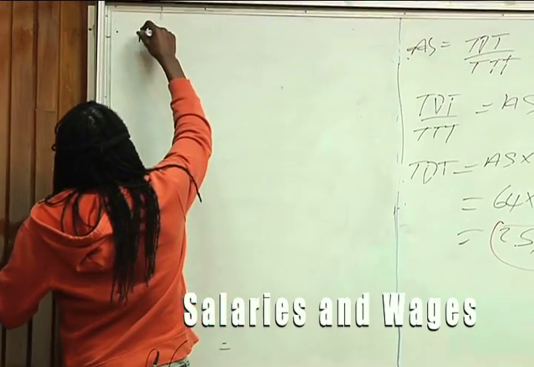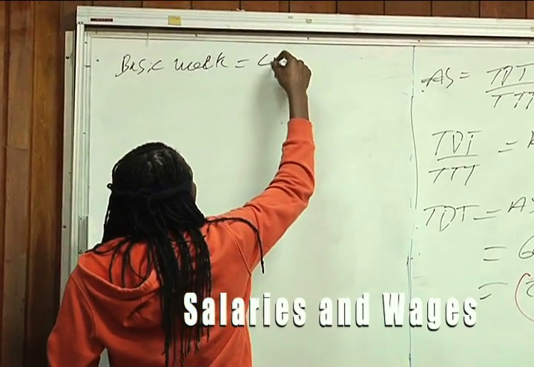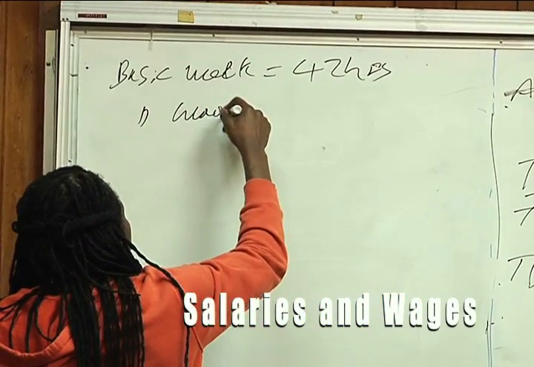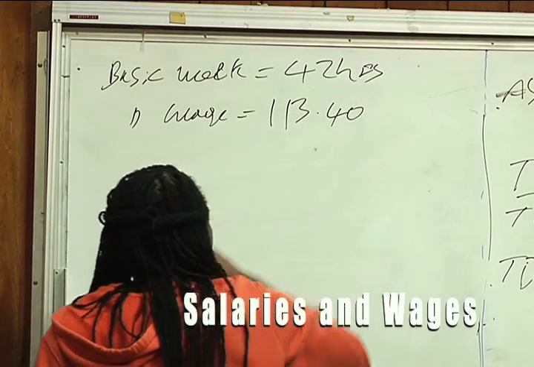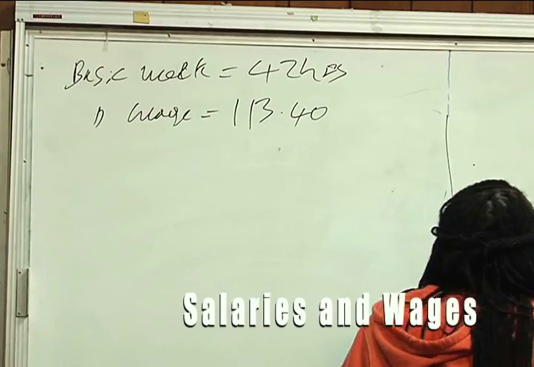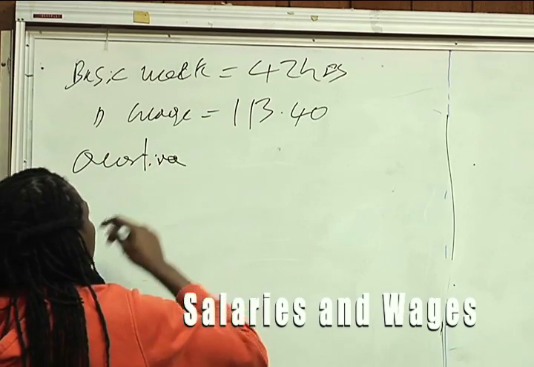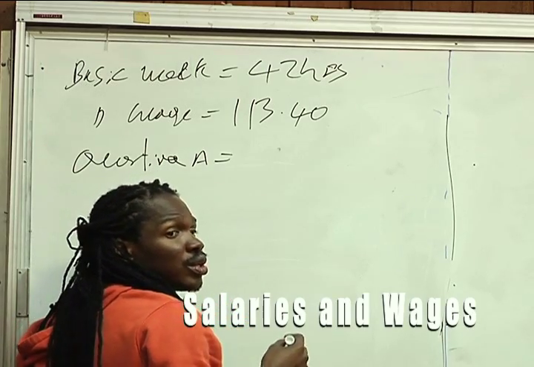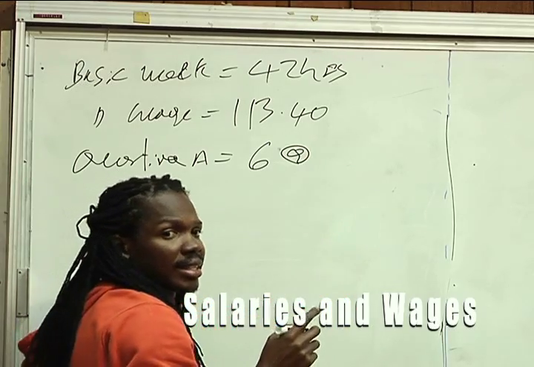So we know that his basic week is 42 hours. His basic wage is $113.40. Overtime A is equal to 6 hours at time and a half.